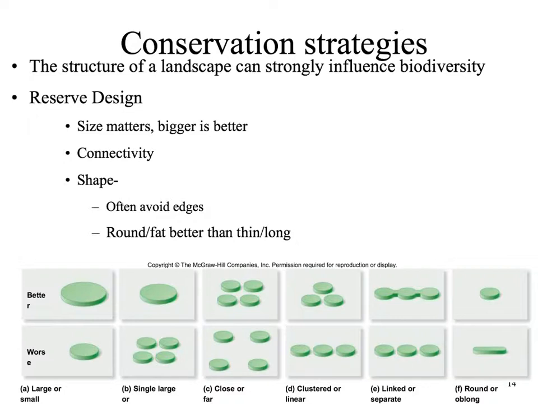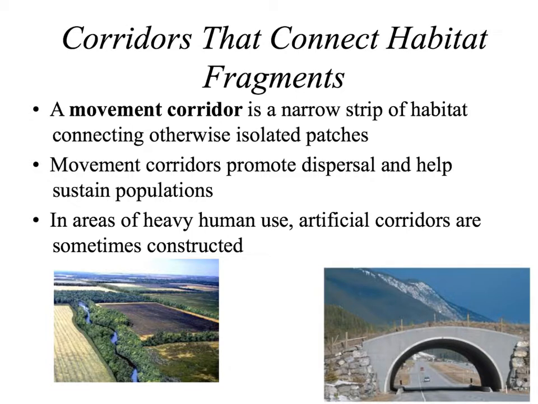Okay? And the worst kind of reserve that we can possibly put together is a long, thin preserve. These have a lot of edges and not a lot of space for organisms to live. Movement corridors can be crucial for connecting fragmented habitats. Habitat fragmentation is a huge issue in today's developing nations. We see that roads, rivers, and human settlements often divide up different areas of habitat.